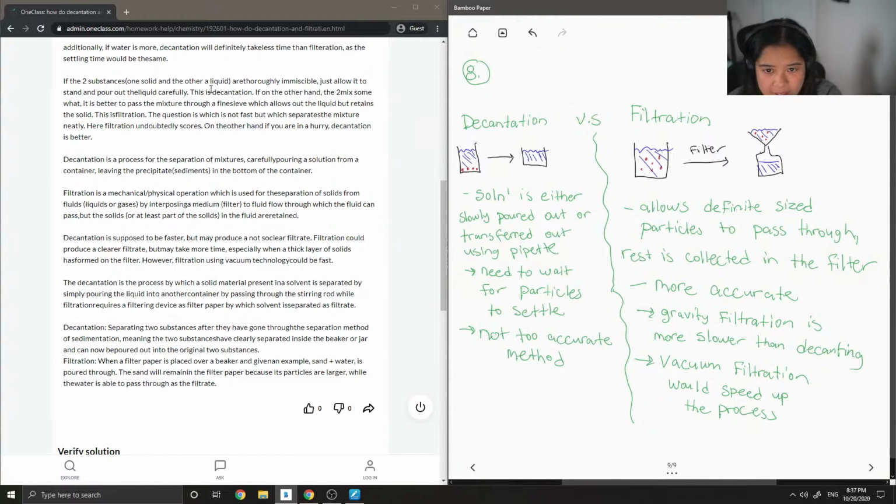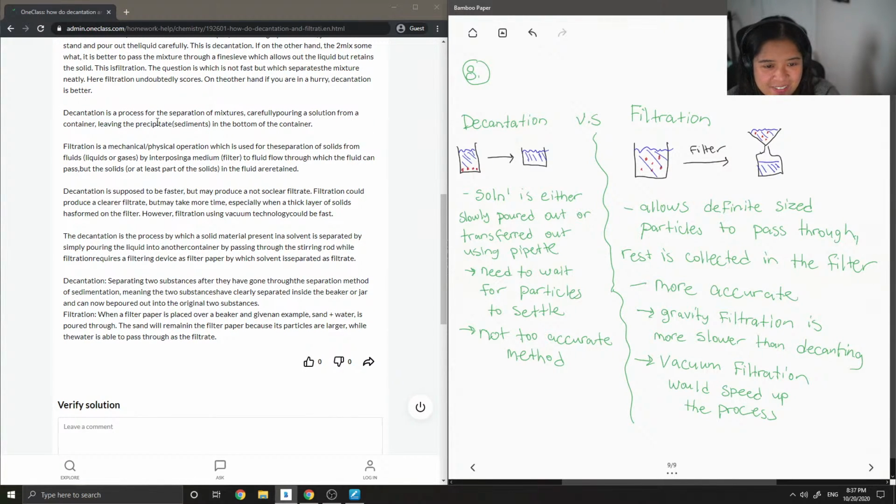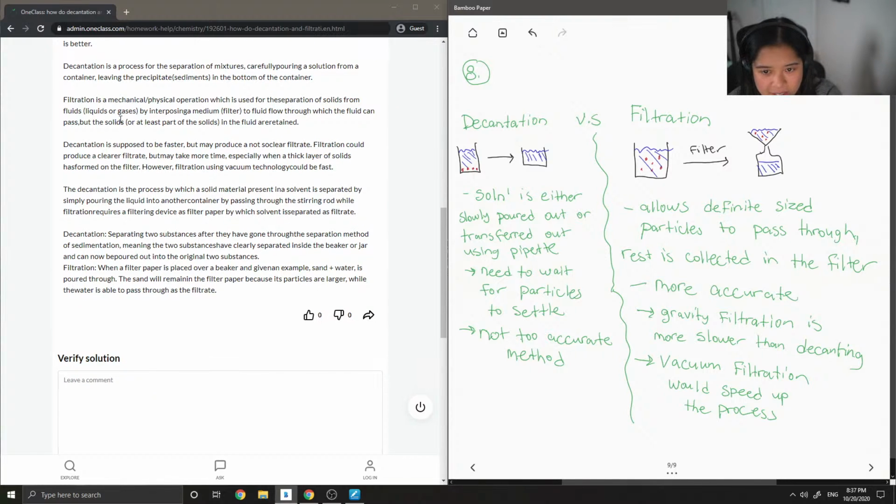If the two substances are thoroughly immiscible, just allow it to stand and pour out the liquid carefully. If, on the other hand, the two mix somewhat, it is better to pass the mixture through a fine sieve, which allows out the liquid but retains the solid. This is filtration. The question is, which is not fast, but which separates the mixture neatly? Here, filtration undoubtedly scores. On the other hand, if you're in a hurry, decantation is better. Decantation is a process for the separation. Yeah, so they just talk about decantation and filtration again.